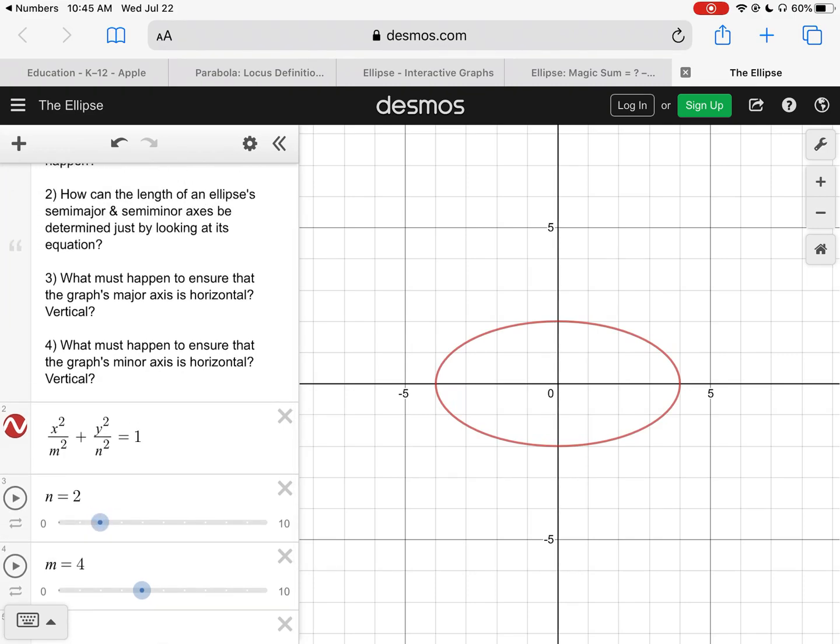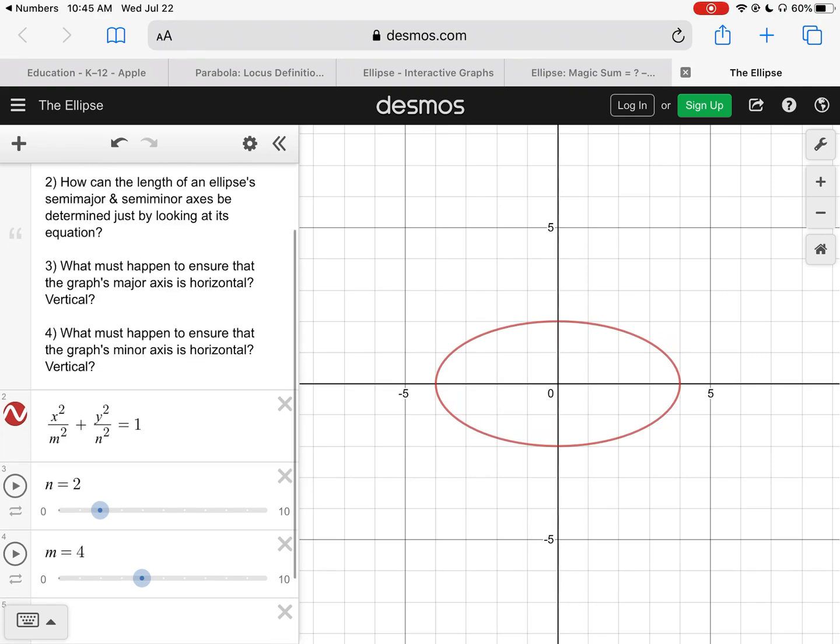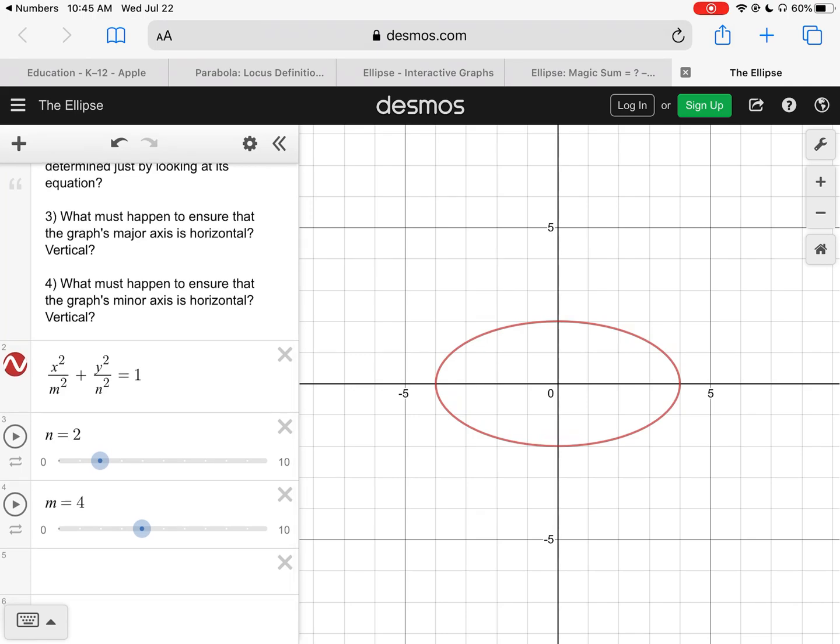Second question, how can the lengths of an ellipse's semi-major and semi-minor axes be determined just by looking at its equation? All right, so right now, as I have it graphed, the ellipse has a major axis that's horizontal. It's the x-axis. And remember, the length of the semi-major axis would be the distance from the center to either one of the vertices. So right now, that length for the semi-major axis is 4 units, which just so happens to be the value of m, okay?